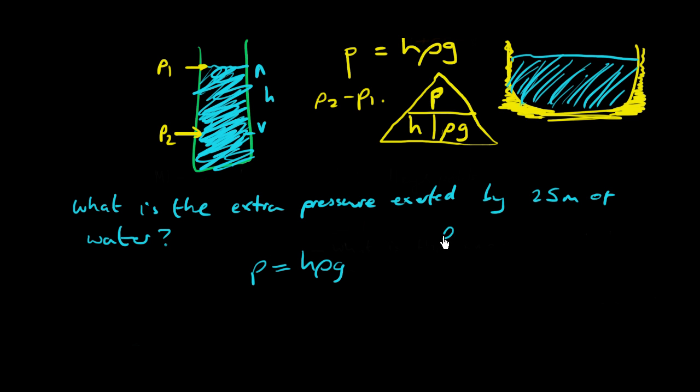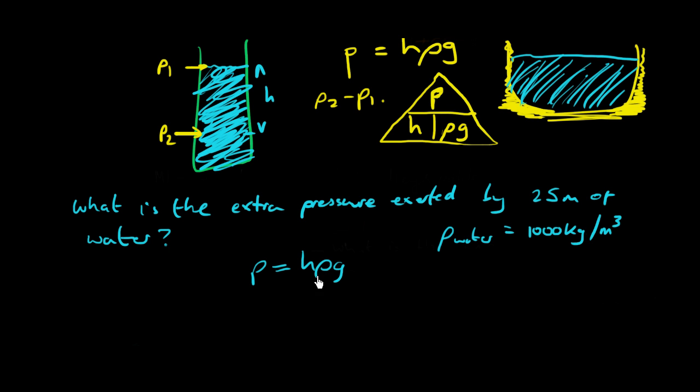So the density of water is equal to 1000 kilograms per meter cubed. So that's an easy one to remember. 1 kilogram per liter. And there's 1000 liters in a meter cubed. You can put in 1000 liters, so that's 1000 kilograms per meter cubed. That's the density of water.